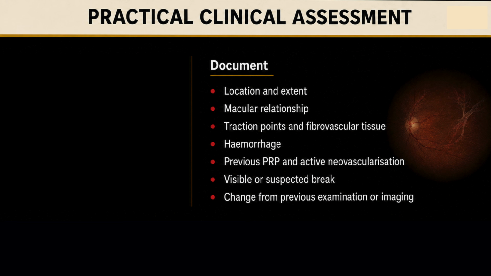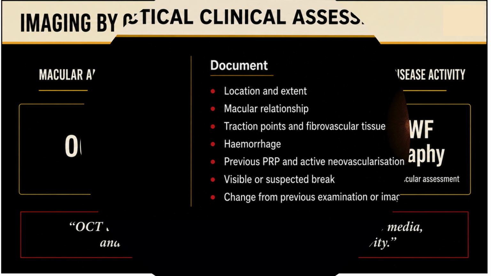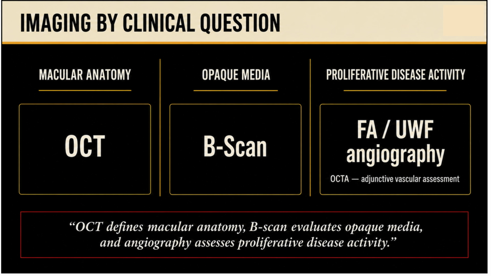On fundus examination, you basically document the location and extent of the detachment, its relationship to the macula, fibrovascular proliferation and tractional points, retinal folds and vascular distortion, vitreous or any preretinal hemorrhage, active neovascularization and previous PRP marks, and any visible or suspected retinal break. Compare with previous examination or photographs whenever possible to determine whether the detachment is stable or progressing. When the anatomy cannot be defined clearly on examination, imaging becomes the next step. Imaging in TRD should be selected according to the clinical question.